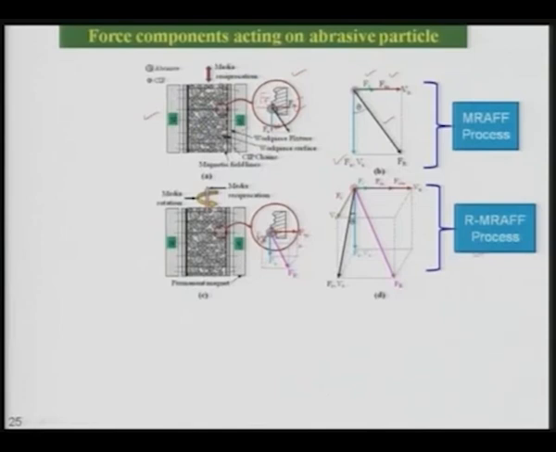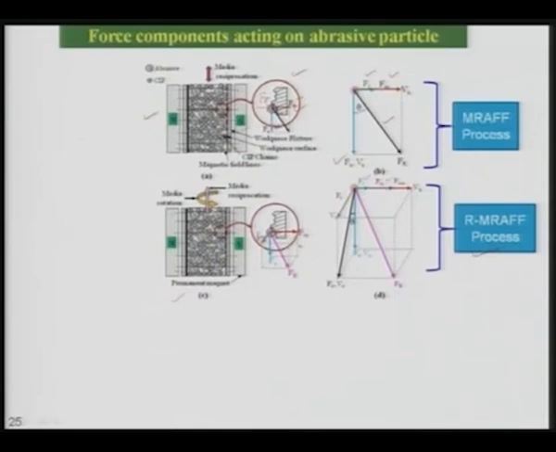But in the case of the RMRF process, there is a rotation, and because of rotation two additional forces are acting. One is the centrifugal force, another is the Coriolis force. And you can see here on the left side a picture where again chains are being formed of the iron particles, abrasive particles are there, and rotation is being given to the medium. Now within the circle, there are various forces which are shown. On the right hand side, the normal force that is responsible for the penetration of the abrasive particle into the workpiece is Fr, Fm.